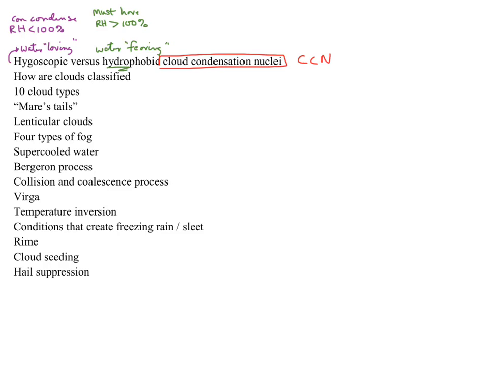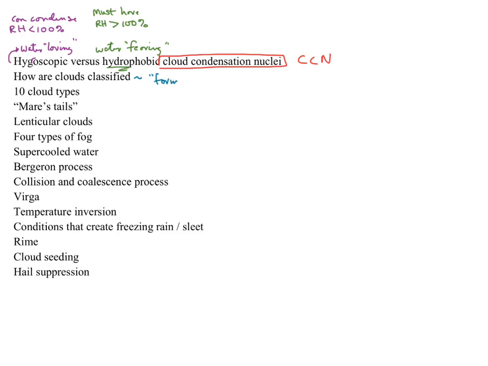We talked about 2 different types of cloud condensation nuclei. Hygroscopic, those that love water, can begin condensation at less than saturation, less than 100% relative humidity. And we talked about hydrophobic cloud condensation nuclei that are water fearing, and the relative humidity actually needs to be greater than 100% in order for condensation to begin.